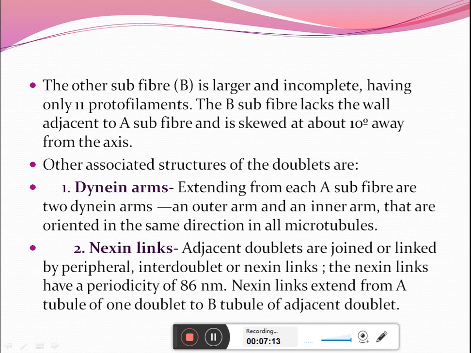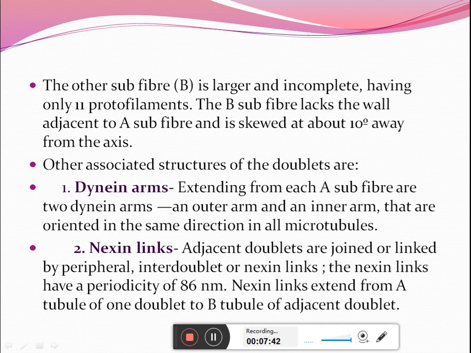The B subfiber lacks the wall adjacent to the A subfiber and is skewed at about 10 degrees away from the axis. The other associated structures of the doublets are the dynein arms. The dynein arms extend from each A subfiber. There are two dynein arms, an outer arm and an inner arm, that are oriented in the same direction in all microtubules. Next are the nexin links.